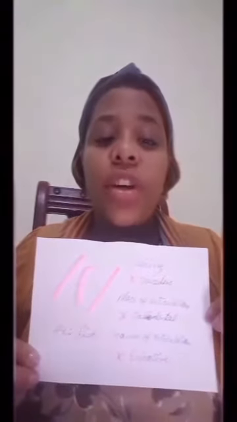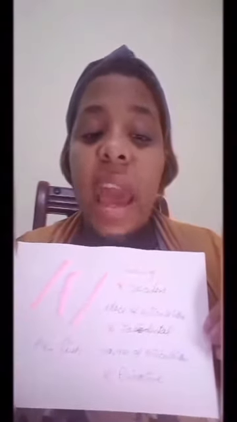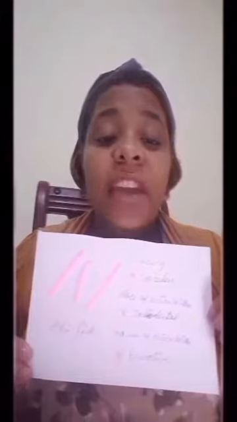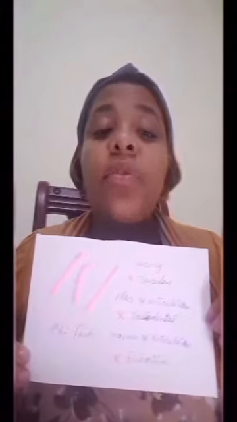D, as in dinosaur. This is a voiced sound. It's an alveolar sound, and it's a stop sound. F, as in fish. This is a voiceless sound. It's a labiodental sound, and it's a fricative sound. G. This is a voiced sound. It takes place at the velum, and it's a stop sound.